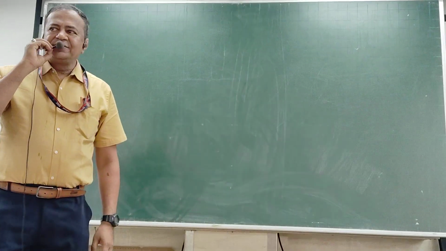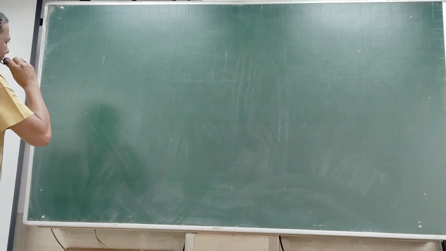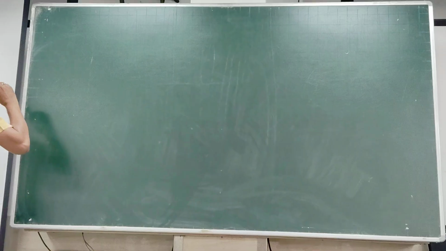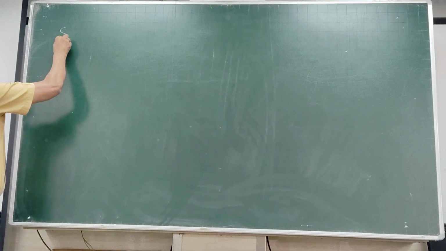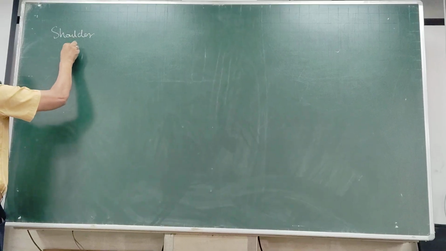We are going to discuss the upper limb, revise. We will start with the joints first. The first joint which we come across in the upper limb is the shoulder girdle.